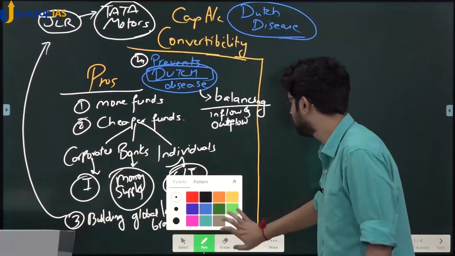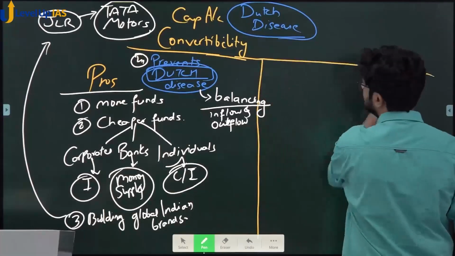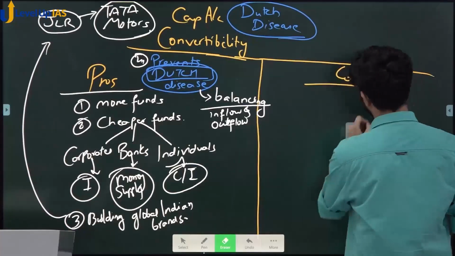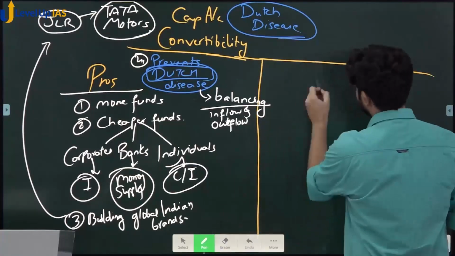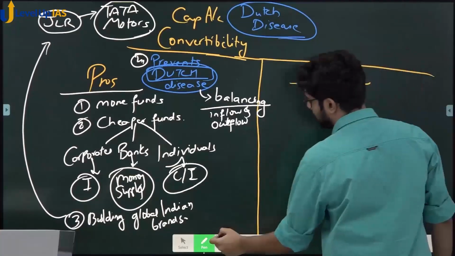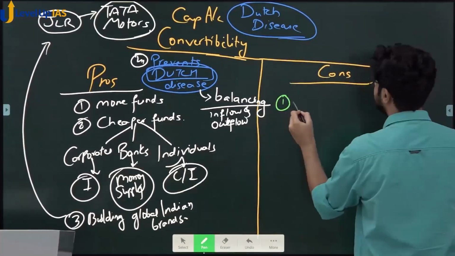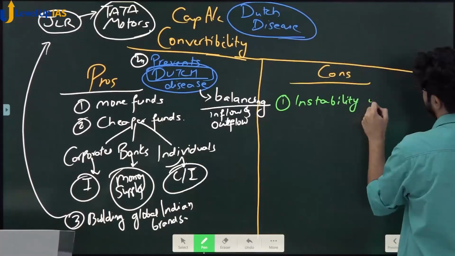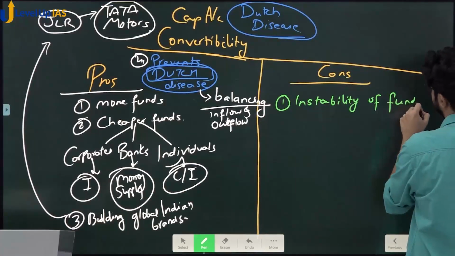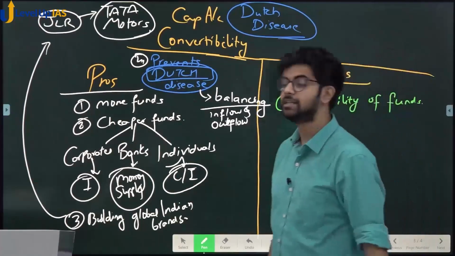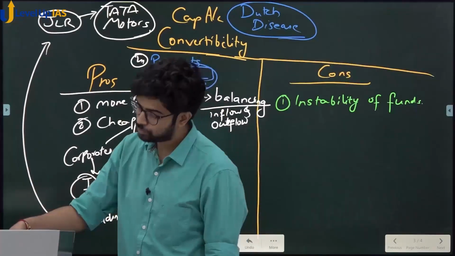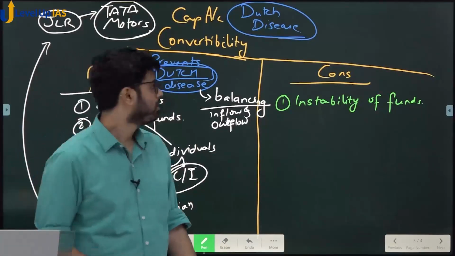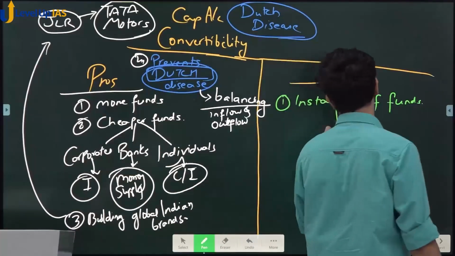Now, what are the cons of convertibility? Can anyone think of any con? Obviously, the major con of convertibility, I hope you can realize, is the instability of funds. आज है कल नहीं है. Instability of funds. I mean, this is the single most dangerous effect. What would this lead to?